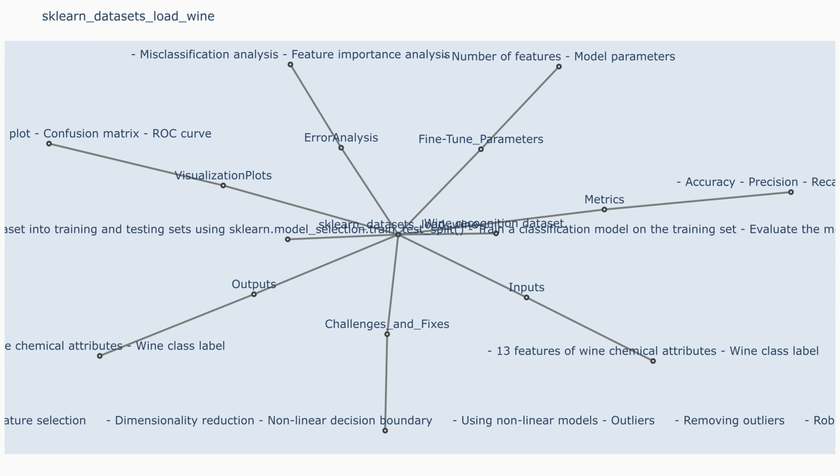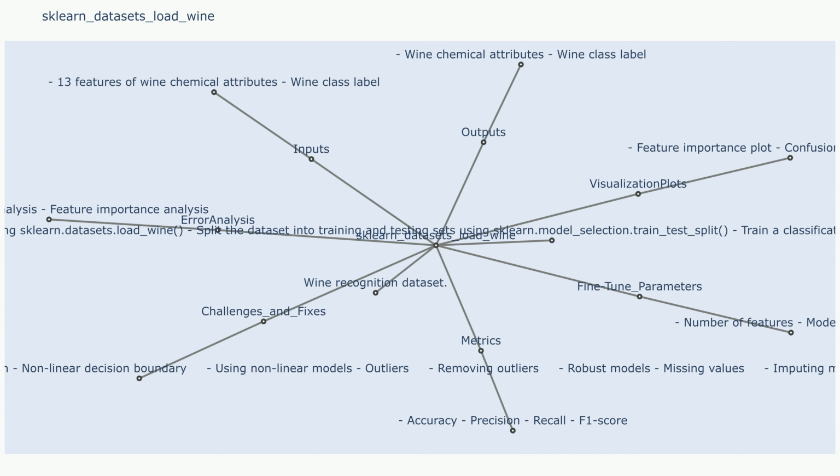sklearn.datasets.load_wine. Description. The load_wine function in scikit-learn provides a dataset containing information about various chemical properties of wines grown in the same region in Italy but derived from 3 different cultivars. The goal of this dataset is to classify the wine based on its chemical properties.